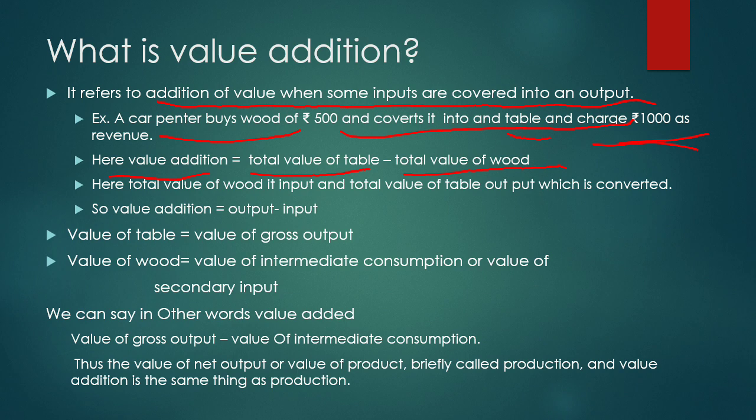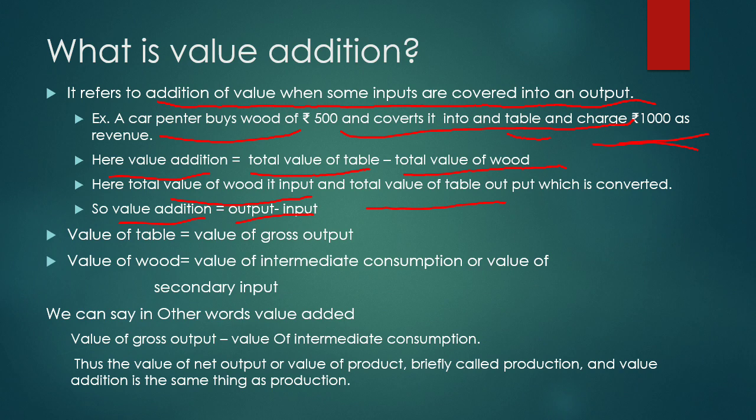Okay, so the total value of wood is the input, and the total value of the table is the output, which is converted. So value addition is what? Output minus input. If we want to know how much value we have added to a commodity while producing it, we just subtract input from output.